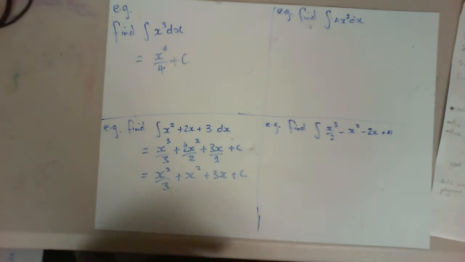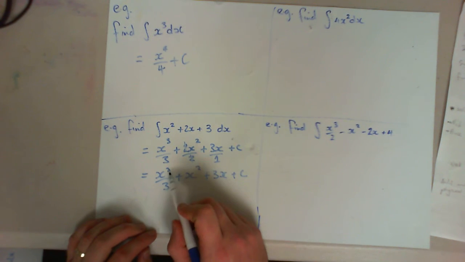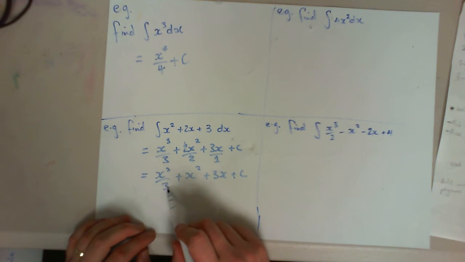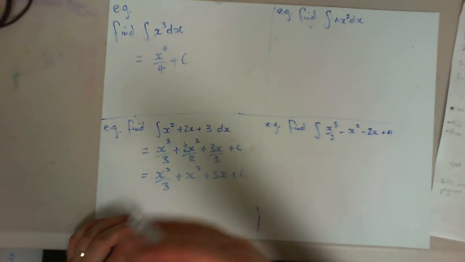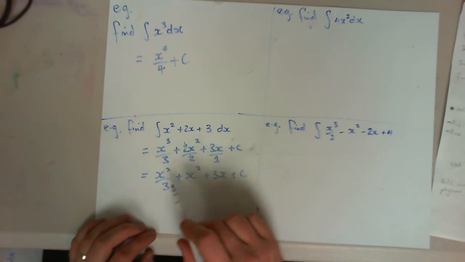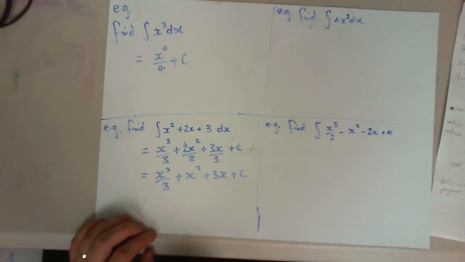If we were to go back the other way and find our derivative of that, we would bring our 3 down, it would cancel out, reduce our power by 1, and get us back to x squared. We can keep doing that, and we'd actually get back to what we had, because this c would drop off, so we'd end up with the same thing.